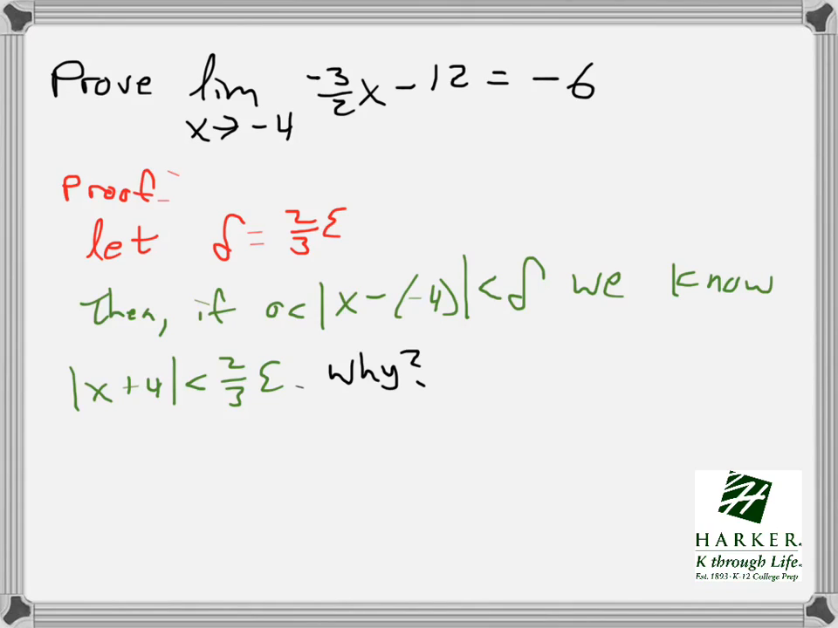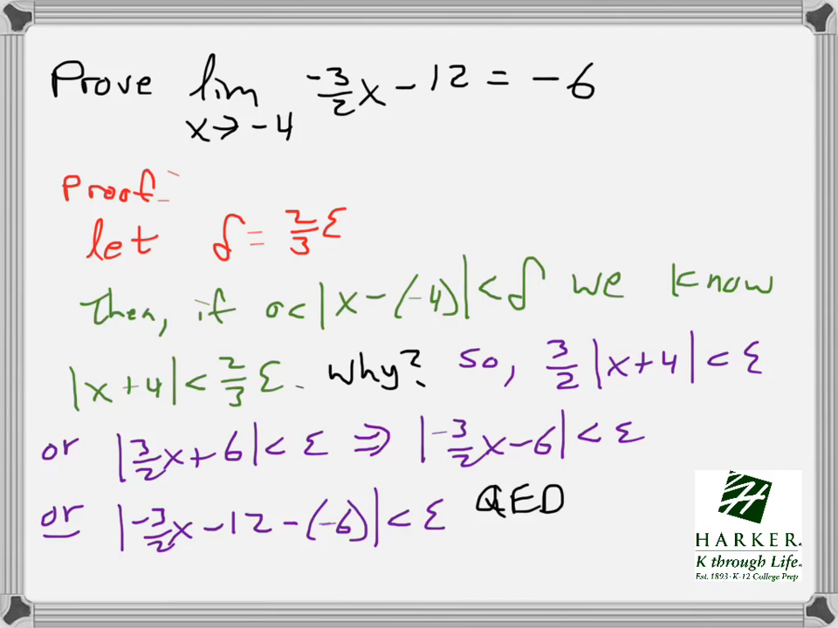So, if 0 is less than the absolute value of x minus negative 4 is less than delta, we know that the absolute value of x plus 4 is less than 2/3 epsilon. Again, for the same reason as before, because delta and 2/3 epsilon are the same thing, I can replace delta with 2/3 epsilon.